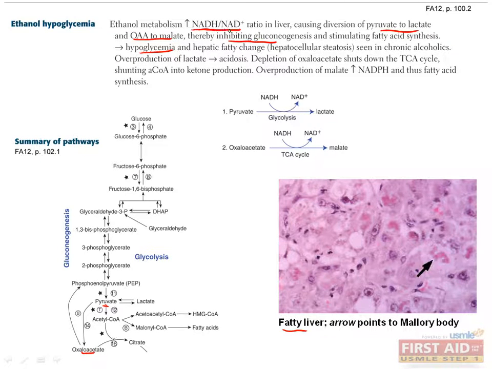Higher NADH to NAD ratios also stimulate fatty acid synthesis, since that utilizes NADH, which in turn causes the hepatic fatty change you see in this image. The fat cell infiltrates are these white blobs, and the red things you see are Mallory bodies. Mallory bodies are made of keratin and are common in alcoholic hepatitis and cirrhosis, but can you think of any other diseases in which you might see them? Some examples are Wilson's disease, primary biliary cirrhosis, and hepatocellular carcinoma.